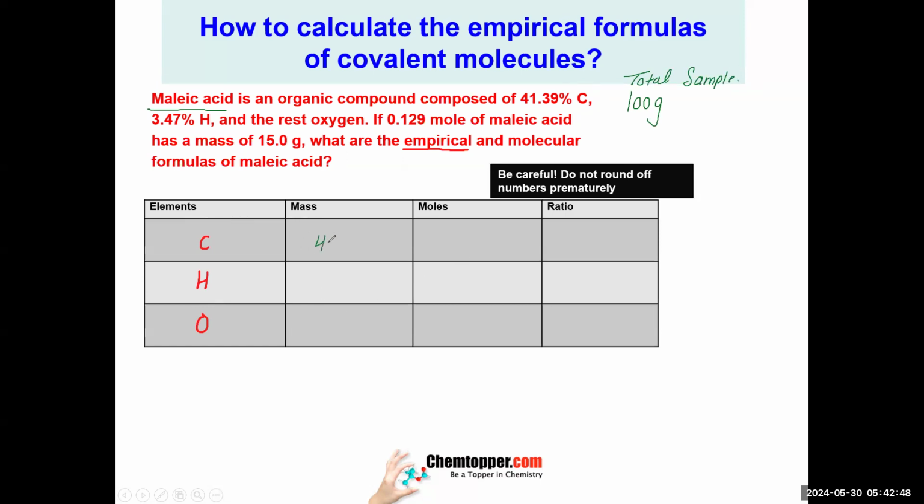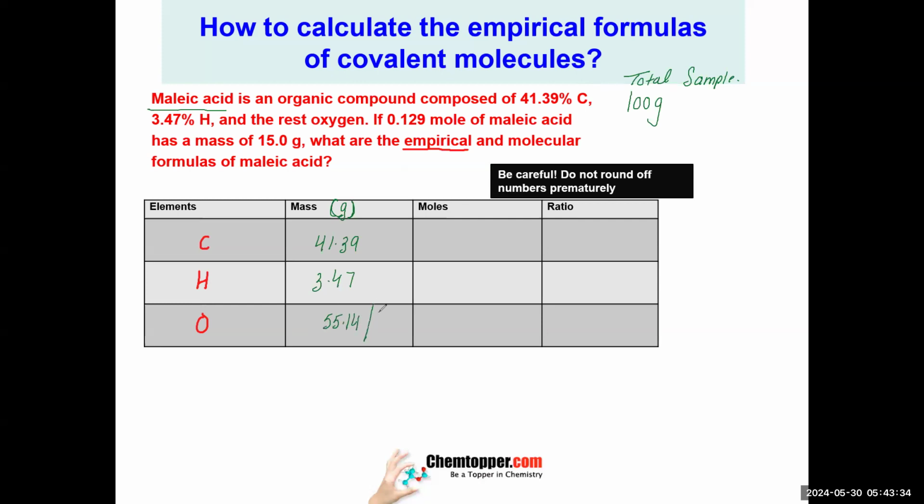So it is 41.39, 3.47. This is in grams, right? So write the units here. If it is a free response question, be careful, write the units, every unit. So you can put it at the top here, and then there is no need of writing grams every time. How much is oxygen, children? How much is oxygen? I'm getting 55.14. Very good.